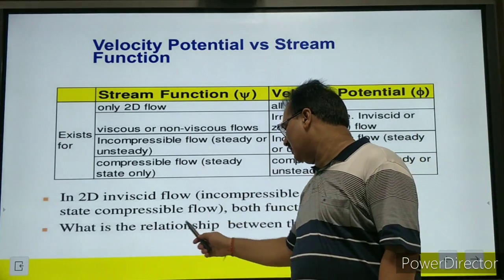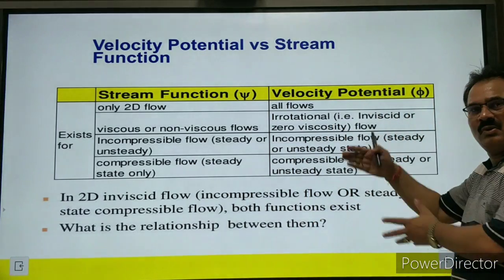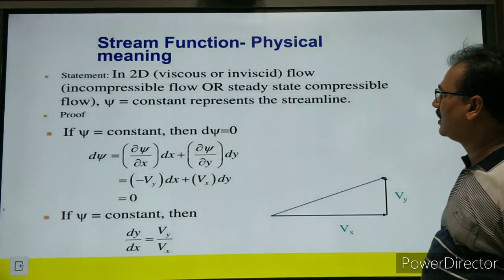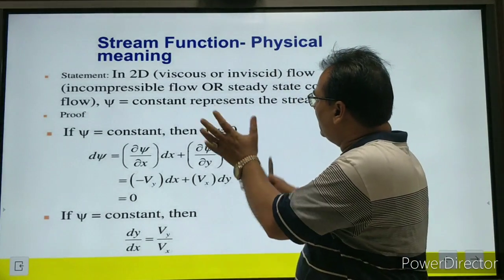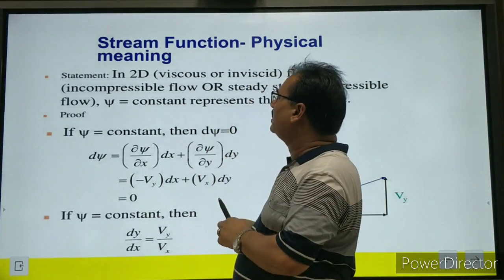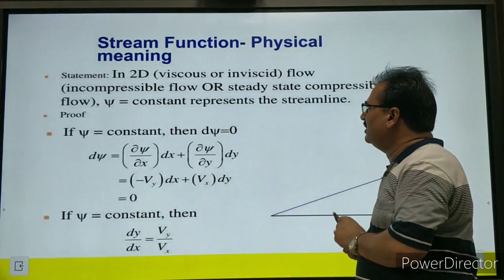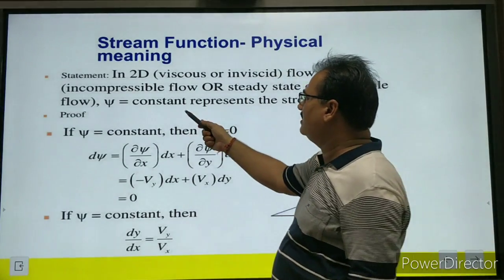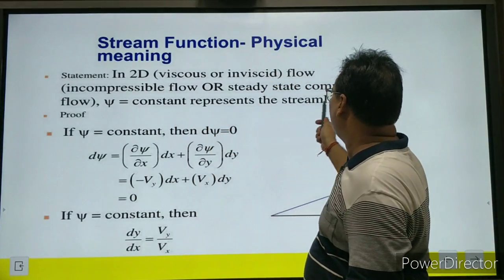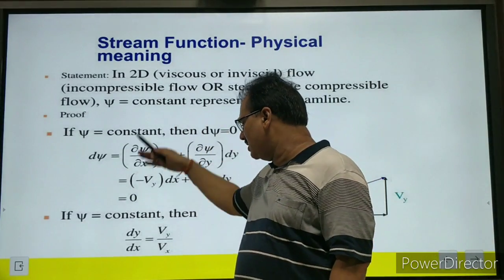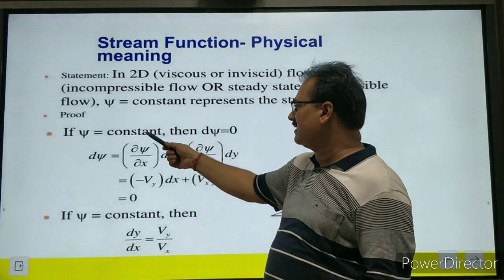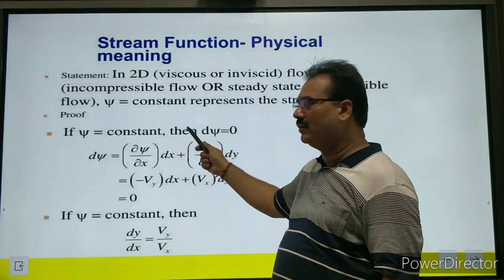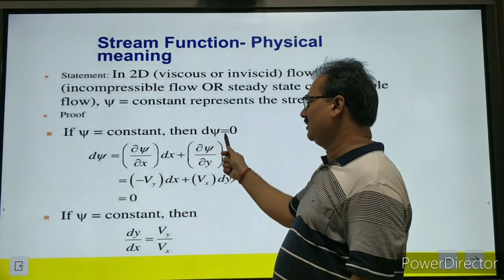But what is the relationship between them? We will look in the next PPT at how both are related. Here it is already clear from this statement how it is related in 2D. You can say xi is equal to constant. This represents the streamline, and the proof is already given here. We just go through it: if xi is constant, then what is its meaning? Its meaning is that its derivative will be 0. If this is constant, then the derivative is 0.